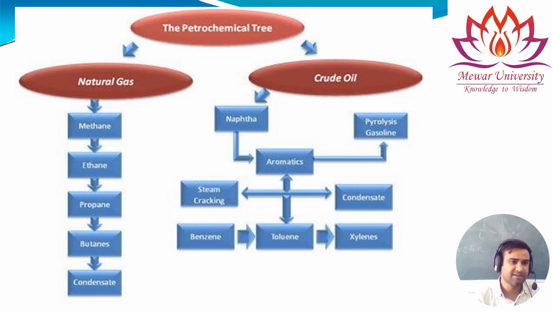All these are petrochemicals from natural gas, and from crude oil in the refinery you get naphtha. From naphtha after reforming you get aromatics, and if you do the pyrolysis of gasoline operation you get aromatics, and from steam cracking you get aromatics. From aromatics you get toluene, benzene, xylene.